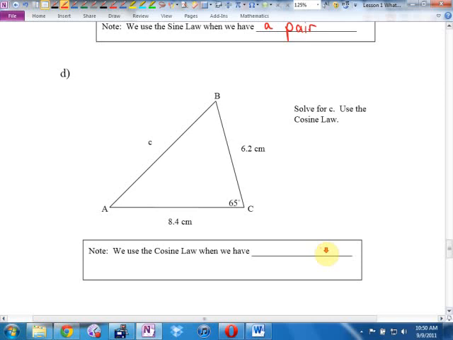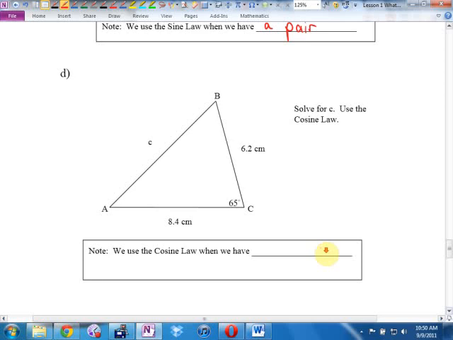Is there a right angle? So no SOH CAH TOA. Is there a pair? So no sine law. Then it has to be cosine law. As far as I know, there is no tangent law, by the way. There might be, but I don't recall ever learning that.